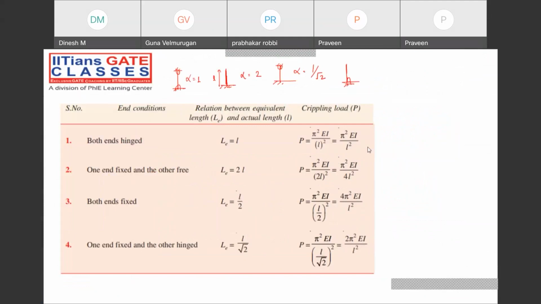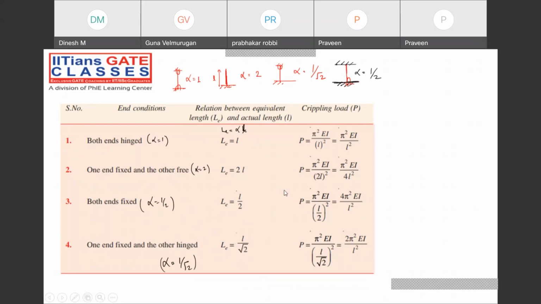Perfect. Now, I was telling you the fourth condition. When the ends of the columns are fixed, then alpha will be 1/2. So LE is equal to alpha times of small l. For this case, alpha is equal to 1. For this case, alpha is equal to 2. For this case, alpha will be 1/2 and alpha will be 1/√2. Yes or no, guys? And accordingly, the formula will also change, right?